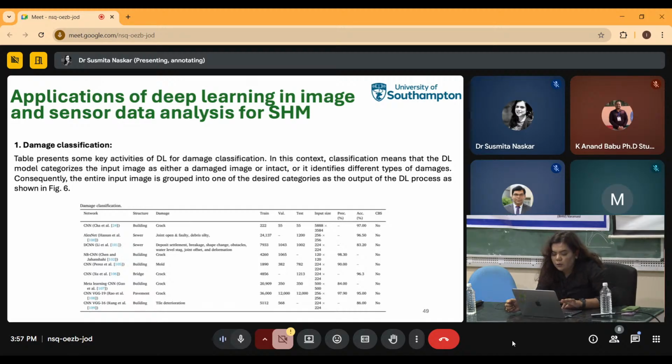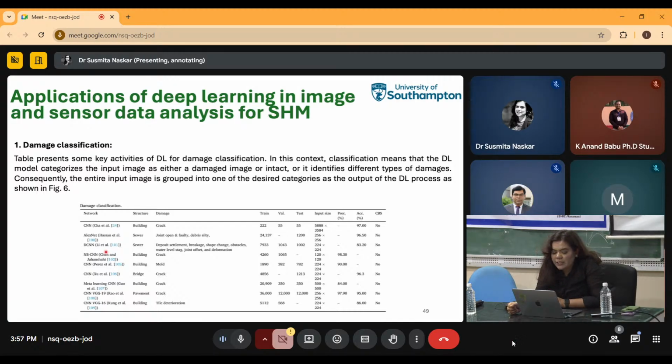So now if you look into this table, you can see that I have tried to summarize some of the key studies and activities in deep learning, especially based on damage classification. There are CNN models like GAN, which I mentioned, that try to identify cracks in buildings with high accuracy. And there are a lot of other studies like AlexNet, DSN, and then meta-learning CNN. Meta-learning CNN has been used to classify cracks in buildings, bridges, and pavements. This table also lists the training, validation, and testing data sizes as well.